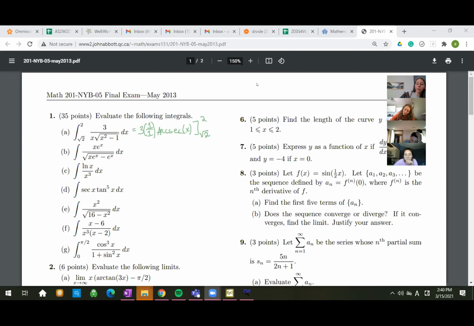Good. Okay, so then we're plugging in and we're going to get 3 arcsecant of 2 minus 3 arcsecant of the square root of 2. So then how do we go about evaluating arcsecant of 2 and arcsecant of root 2? This is something probably from last semester that we have looked at a little bit this semester as well. Remember what we're doing. We're asking ourselves a question.